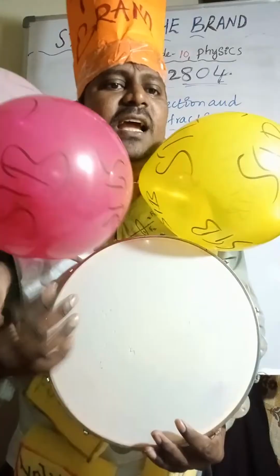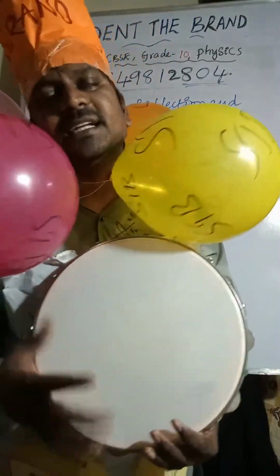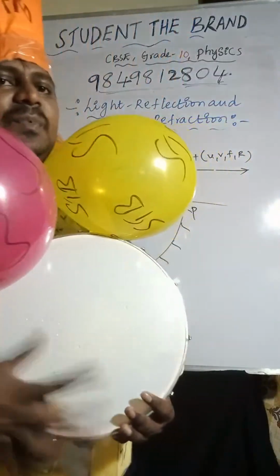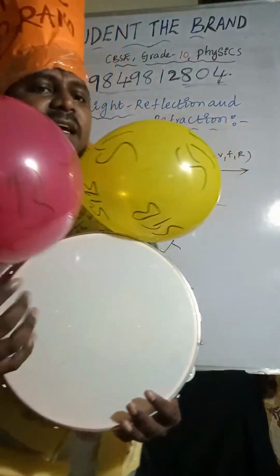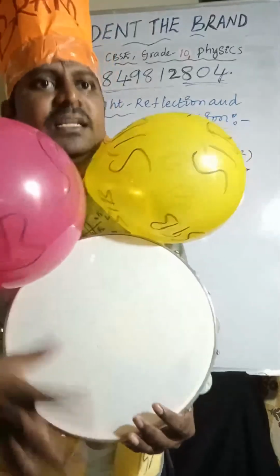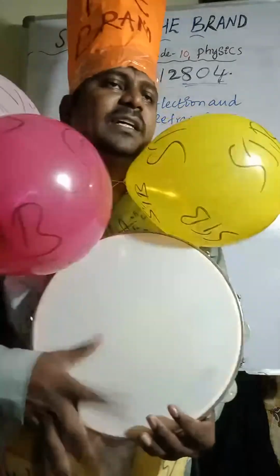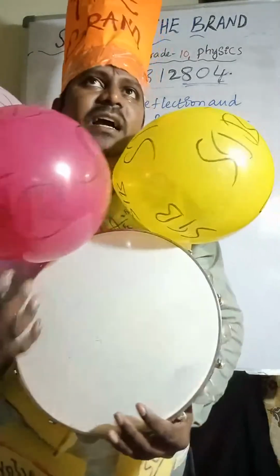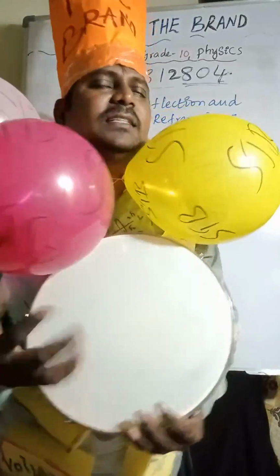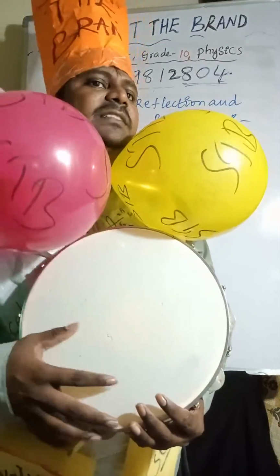New Cartesian sign convention. All distance measured from the pole. Distance positive along the incident rays. Distance negative opposite to incident rays. Distance positive above the principal axis. Distance negative below the principal axis.